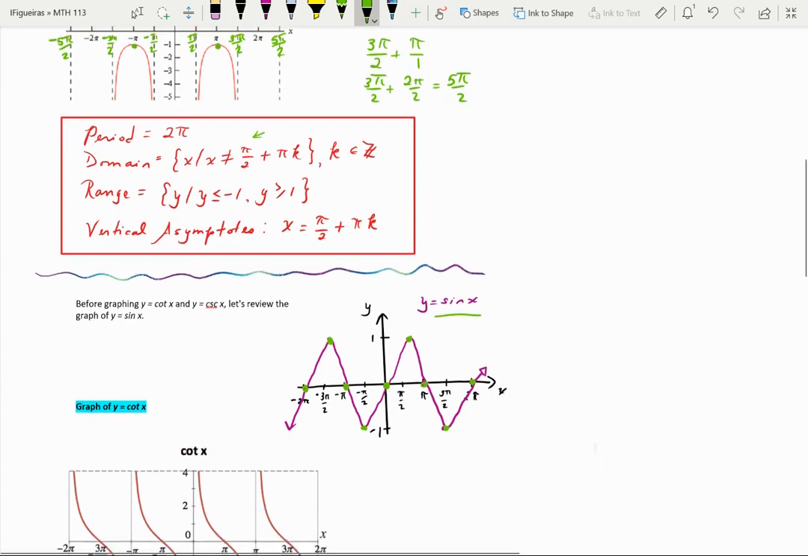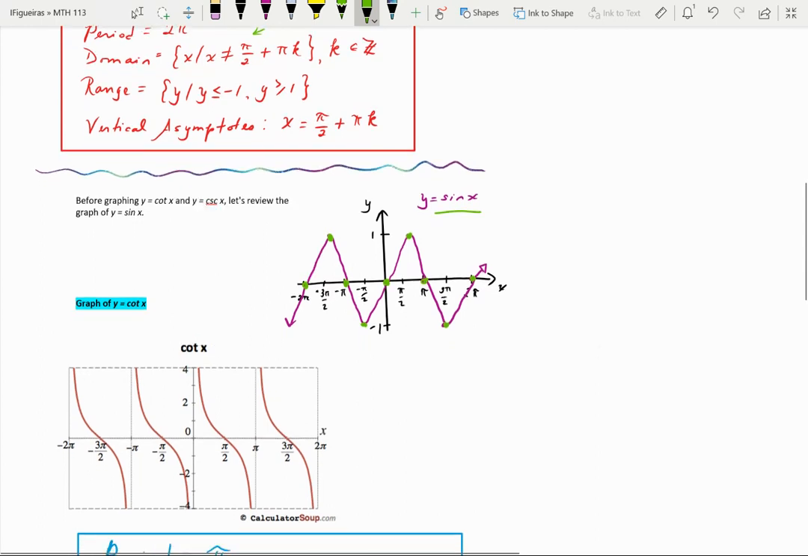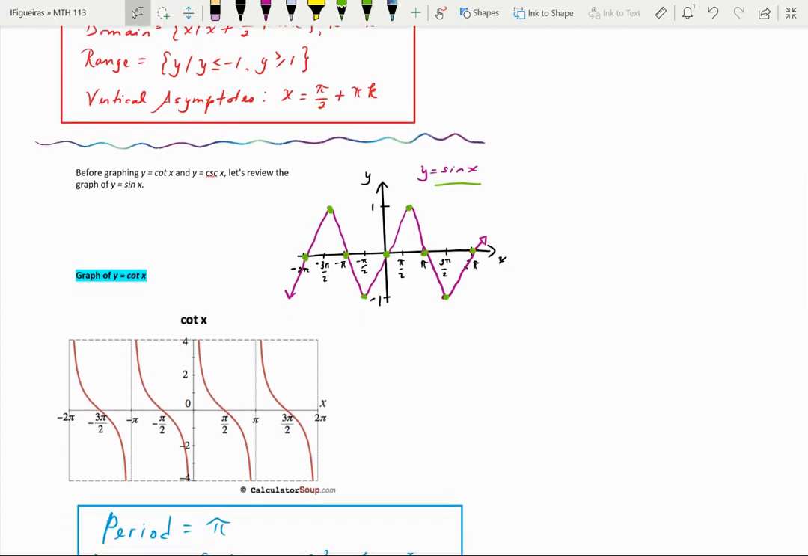All right, so why do we review sine in order to graph cotangent? Well, that's because cotangent of x is equal to cosine over sine. So this time, cotangent is undefined where sine is equal to 0. And everywhere where sine is equal to 0, we will have our vertical asymptotes.